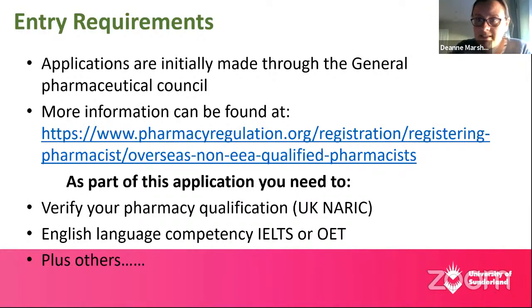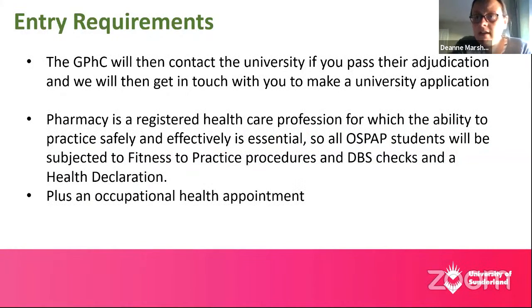Once you've done that, and if you are assessed, and it's called an adjudication, if you're assessed and the GPhC say that you are suitable to enter an AUSPAB course in the UK, the GPhC will get in touch with the University of Sunderland. They will send us your application. Once we receive that application, we will then get in touch directly with you and ask you to do a university application. As pharmacy is a registered healthcare profession in the UK, it's really important that you can practice safely and effectively with patients.